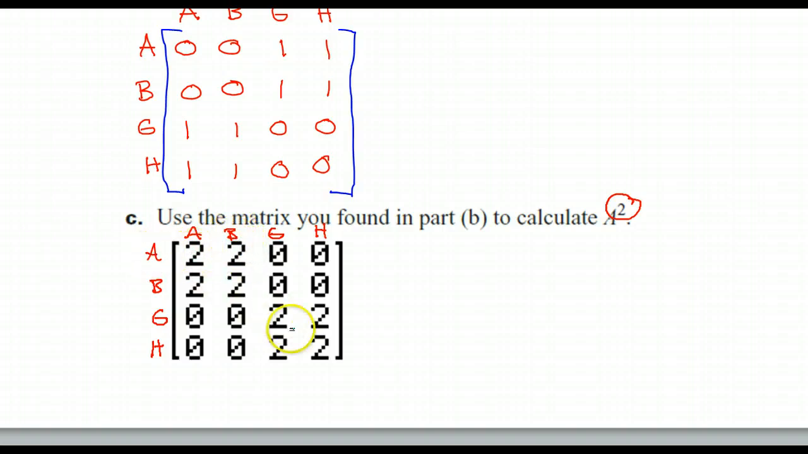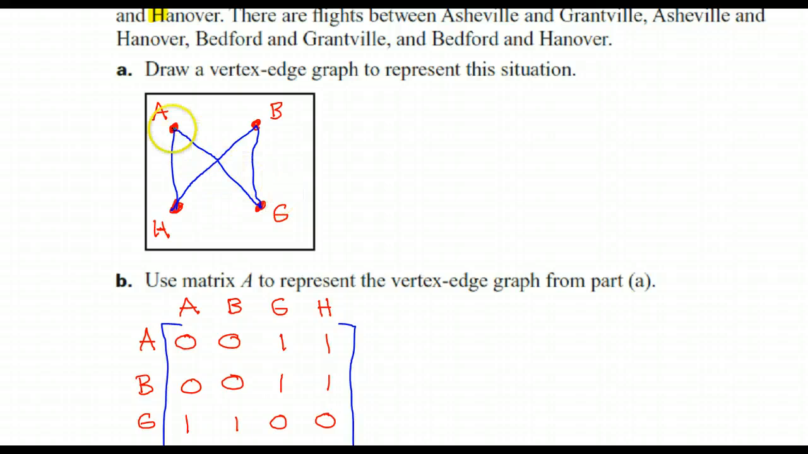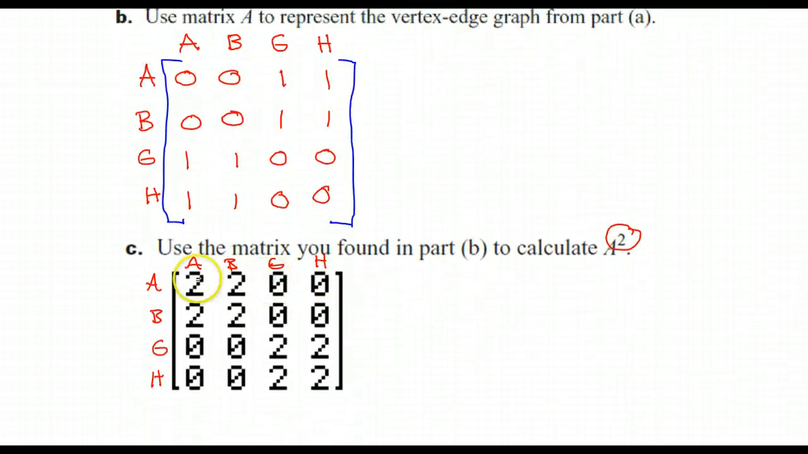Notice that these are not zeros anymore along the diagonal, because if I want to get from city A to city A using 2 flights, I can do that. Okay? I could go from A to G and then G back to A. That's 2 flights. Or I could go from A to H and then H to A again, and that's 2 flights. So that's why there are 2 ways to get from A to itself.